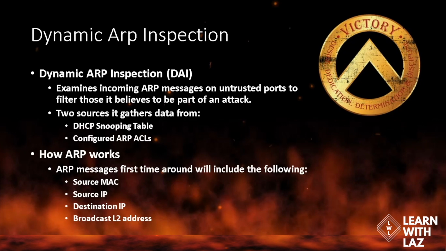So it can filter if it believes something is wrong, because one of the biggest reasons that we do dynamic ARP inspection is for man-in-the-middle attacks. Now, ARP uses the DHCP snooping table. There's a show command for that, so you can take a look at the DHCP snooping table, or the bindings, I should say, and then any configured ARP ACLs that you may have. So you can do certain specific ACLs to look at that.